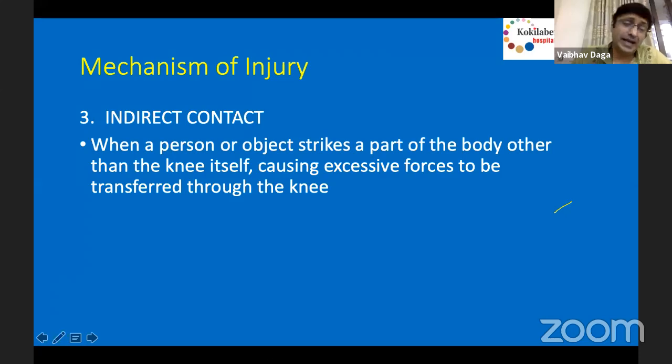And the third kind of mechanism. You saw the first mechanism, which is a contact injury. You saw the second mechanism, which is the non-contact injury. Non-contact is basically the most common injury you see.